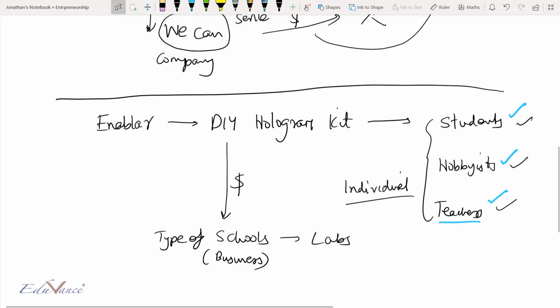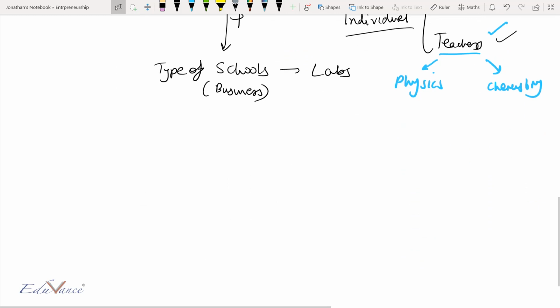So, for example, Enabler realized that it's typically the physics teachers who are more interested in their product rather than the chemistry teachers. So, as I said before, it's very important also to understand the type of your customer. So, that's another example of knowing your customer. Now, let us understand one more term before I move on in this section.